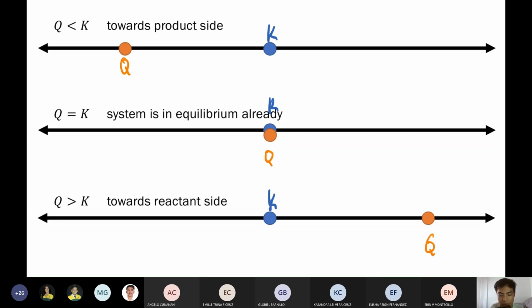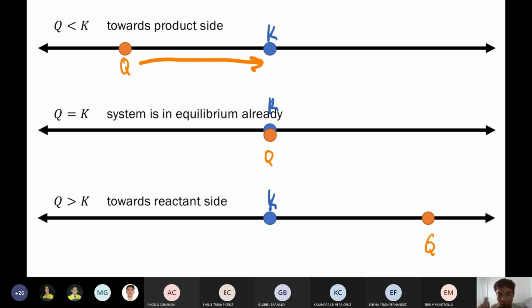If Q is less than the K, so gagawin ng system mo is pupunta siya towards the K. So, anong arrow yung drawing ko? Papunta sa right side. Ibig sabihin, the system will go towards the product side to achieve equilibrium. To achieve balance. So again, ulitin ko lang. Kapag yung Q maliit sa K, yung point ng Q pupunta to the right para mapunta siya sa K. Okay. So, ganun yung mangyayari. Your system will proceed to produce products. Yun yung direction ng reaction, going to the product side.